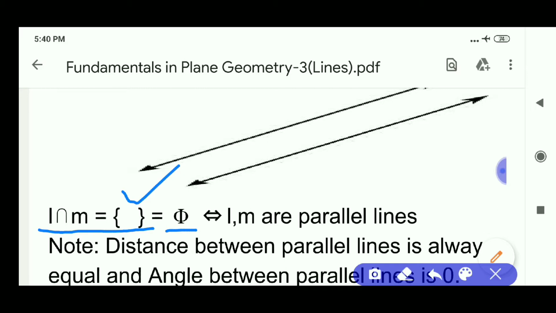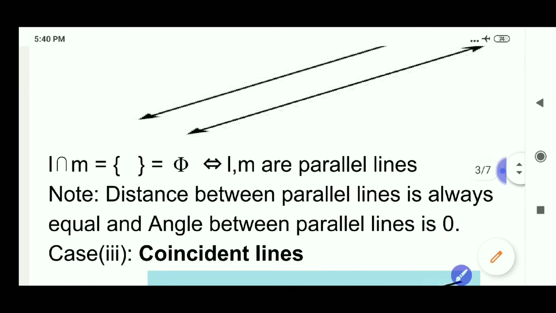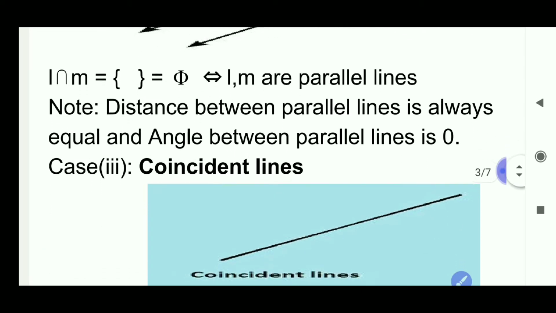So mathematically we say, if L intersection M is equal to phi, then L, M are parallel lines. L, M are parallel lines if and only if L intersection M is equal to phi. Note, the distance between parallel lines is always equal and the angle between parallel lines is 0.